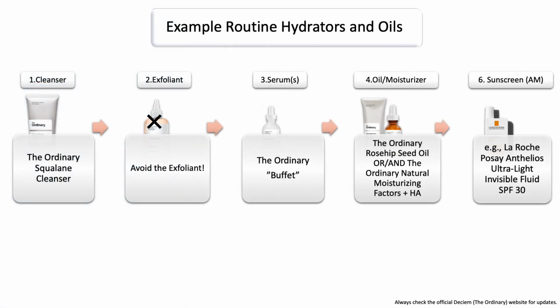Now here is an example routine when it comes to the hydrators and oils, what it could look like. Again, don't forget to avoid using a leave-on exfoliant or the peeling solution or salicylic acid mask in this specific routine. Skip it. However, you are fine to use The Ordinary Buffet on its own and just finish off with a moisturizer, or you may also want to include an oil.